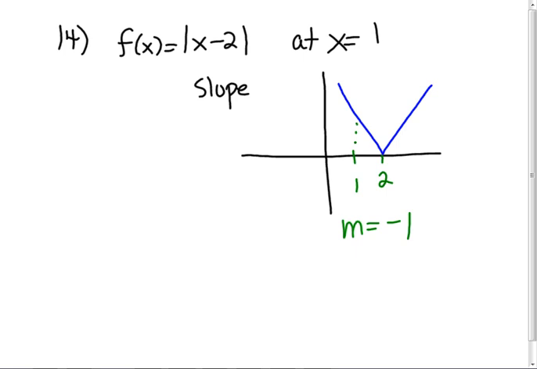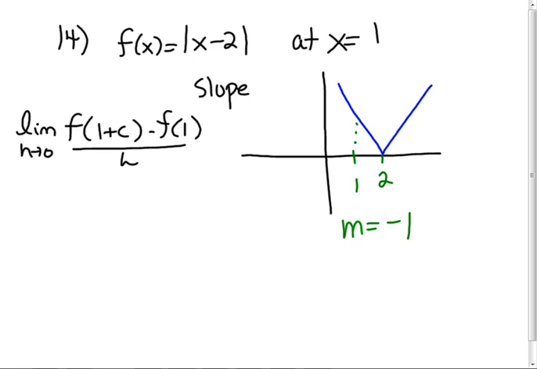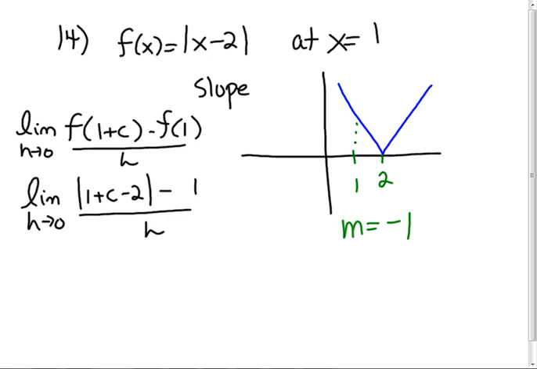If I want to do the slope the hard way, it's the limit. I'm not going to take baby steps because time's important. But it's f of 1 plus h minus f of 1 all over h. So it's the limit as h goes to 0. And f of 1 plus h is going to be the absolute value of 1 plus h minus 2 minus f of 1, which is going to be 1 over h. Actually, this one's not so easy to do. So it's the limit as h goes to 0 of the absolute value of h minus 1 all over h.